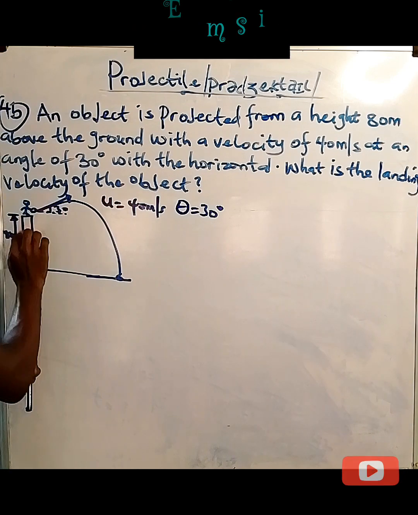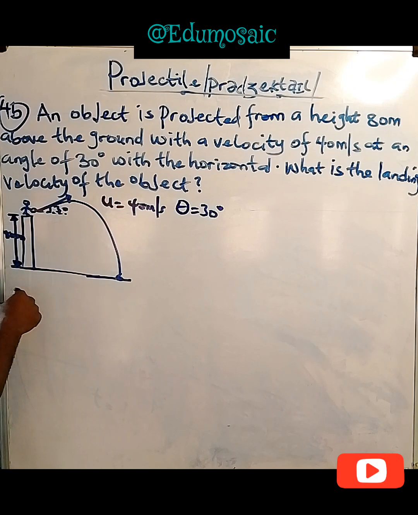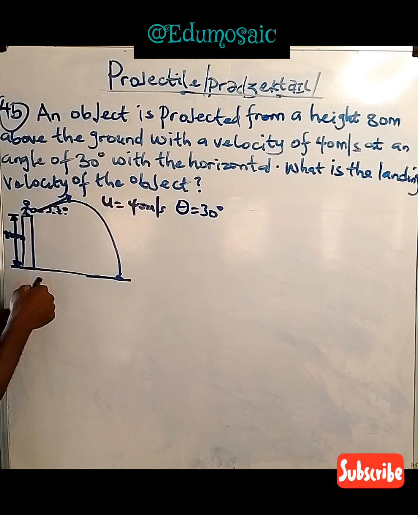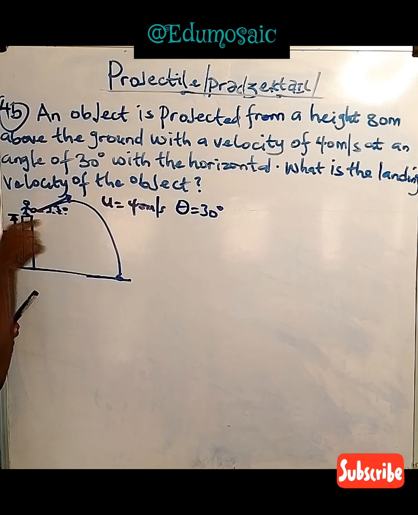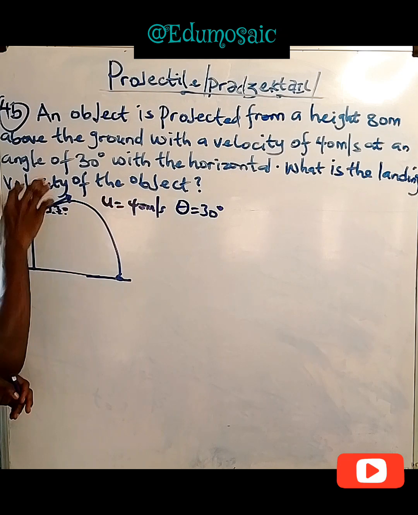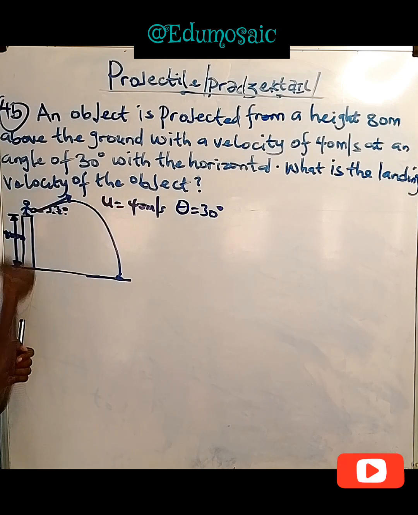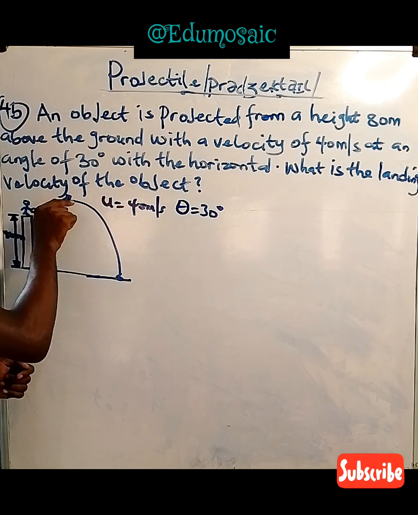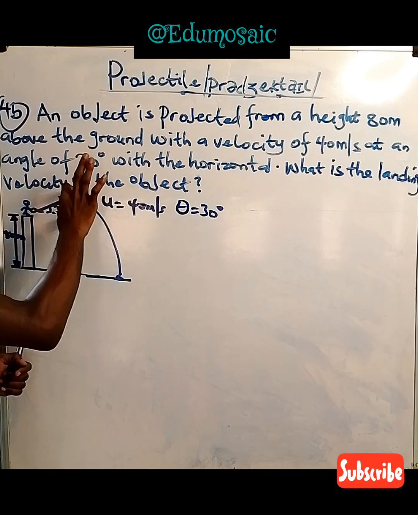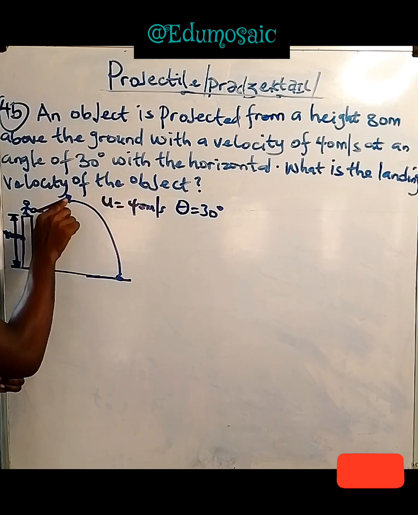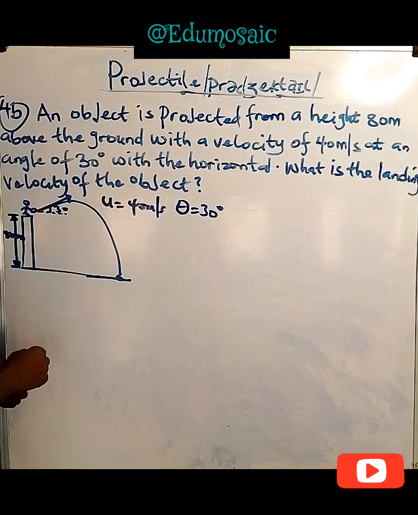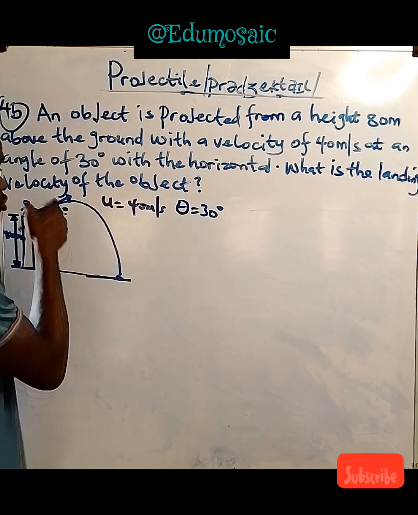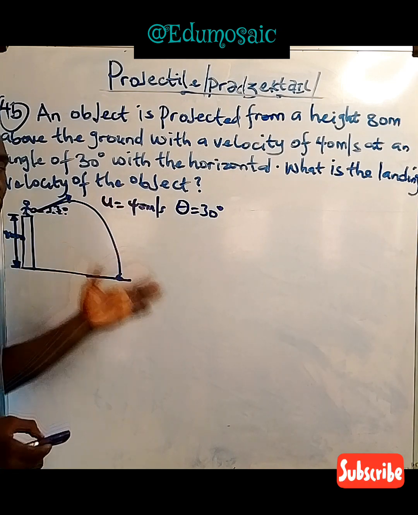Now this object was projected. For the fact that it was projected, it's going to get to another height. It will attain the max height. Now the max height will be added to this height that we have already. We have a height of 80 meters. So this object was shot into the air, went into flight. Now it's going to get to max height, then from max height, it starts dropping back to the ground. So let's get the max height first. It will contribute to the distance along the y-axis.